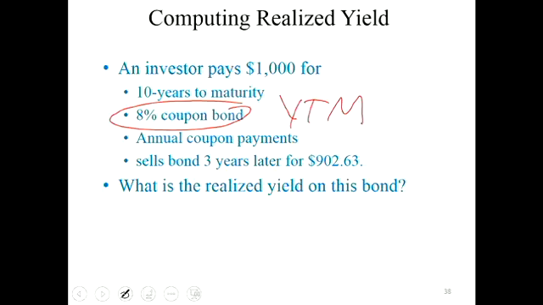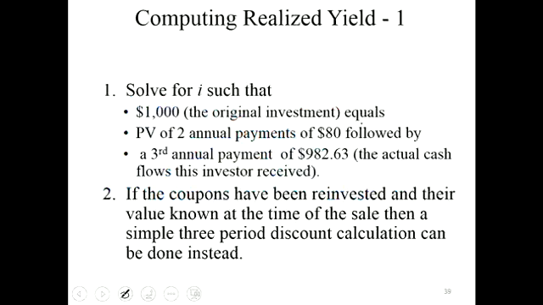Everybody happy? Okay, we're all happy. Now, there is another thing you could have done with that if we had been given the information. At this point, I think, if the coupons are being reinvested and their value known at the time, then you can do a simple 3-period discount calculation.